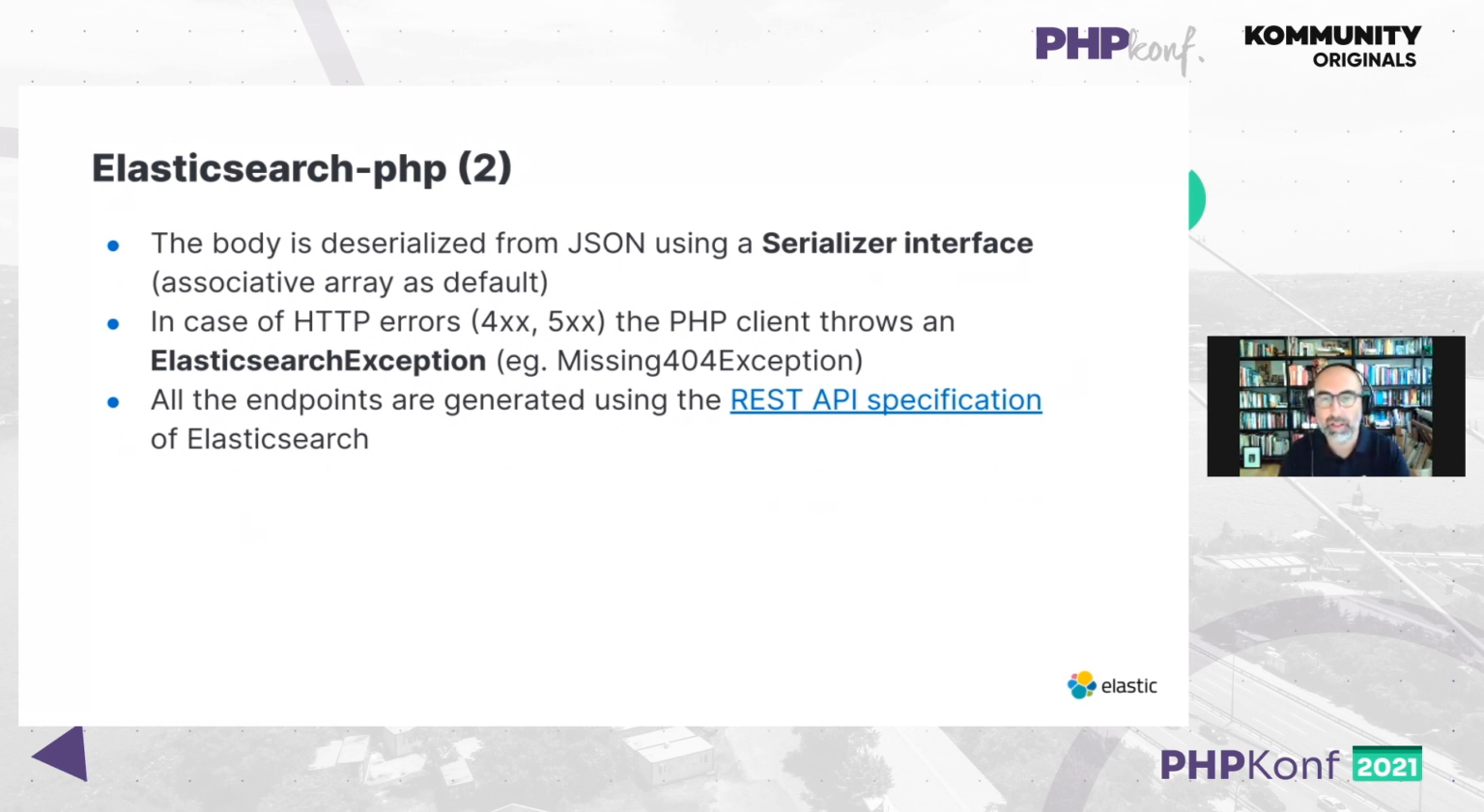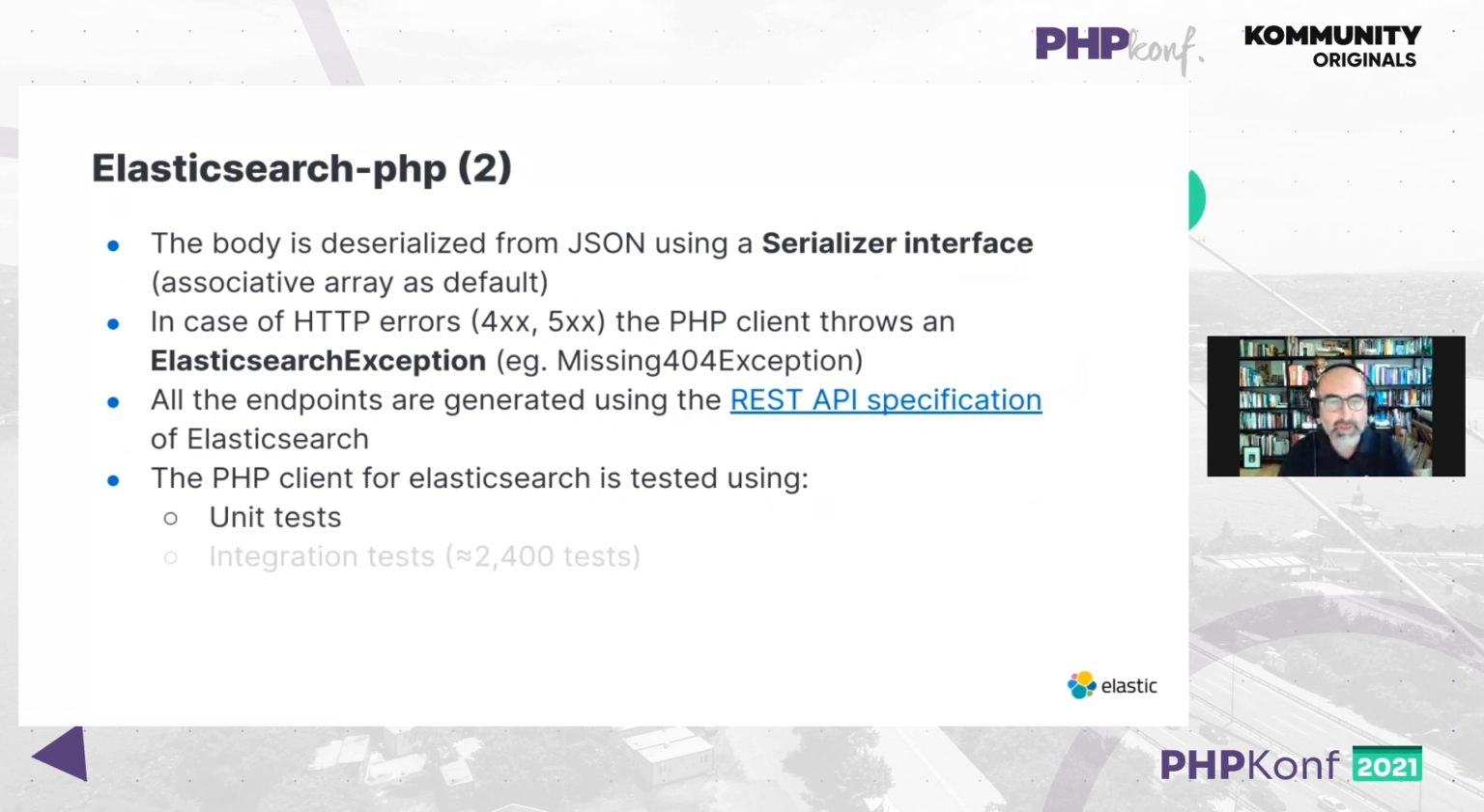So basically, what we are doing is reading this API specification and generating from it the code, all the functions that I mentioned earlier. So everything is generated, basically. We test the client, of course, using unit tests, but also using integration tests.